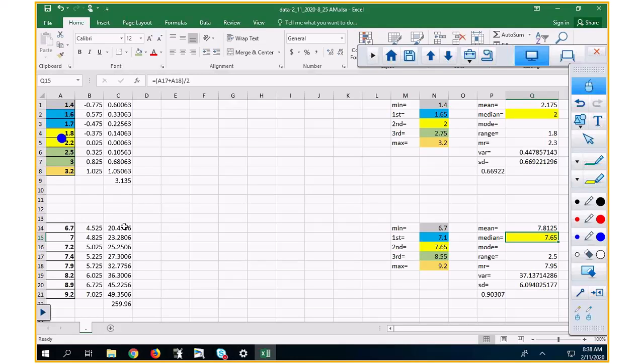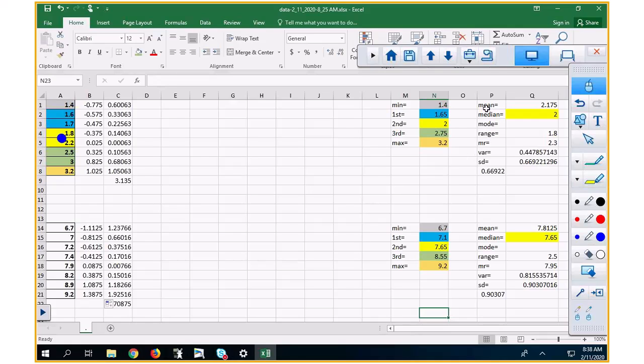Okay, let me check this. Equals this number minus this number, F4. There it is. There. And that takes care of it. All right, now you should be drawing your curve and your box plot for both, and then we'll look at the numbers.